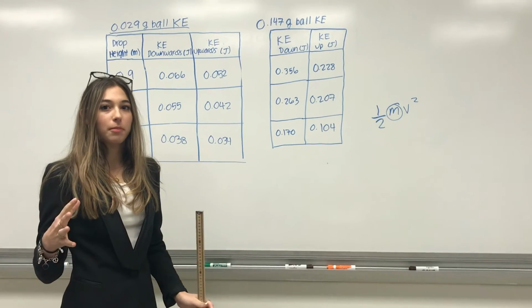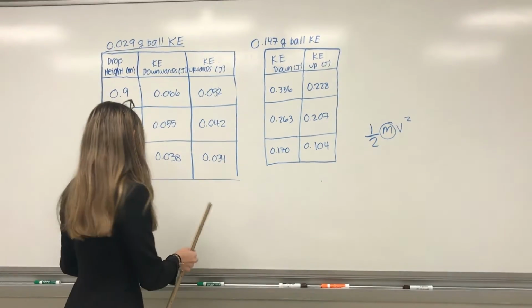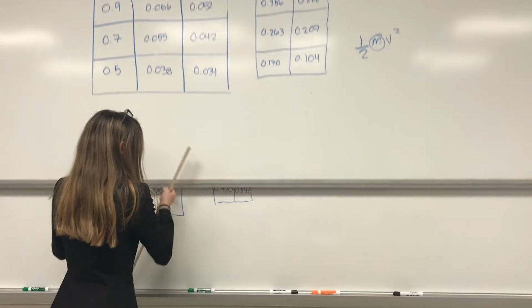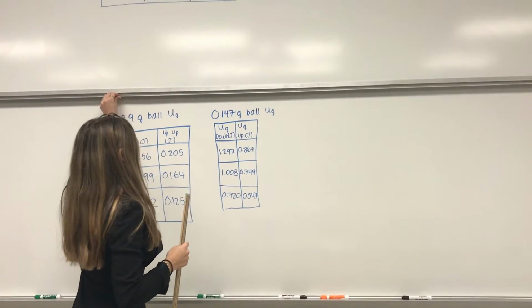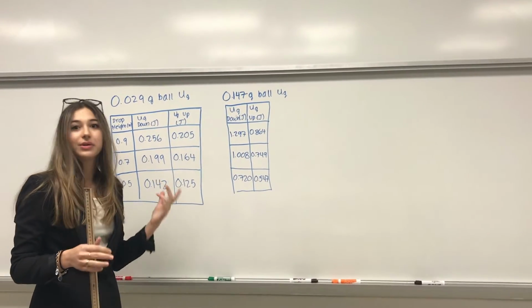Okay, so next we're going to talk about gravitational potential energy. And as you can see, that is also less on the way back up. So do you think you could explain to me why that is? I'll try, but I think it might be wrong. Is it because energy is lost to heat and sound when the ball hits the floor, which then decreases kinetic energy, which makes the ball travel less on the way back up?